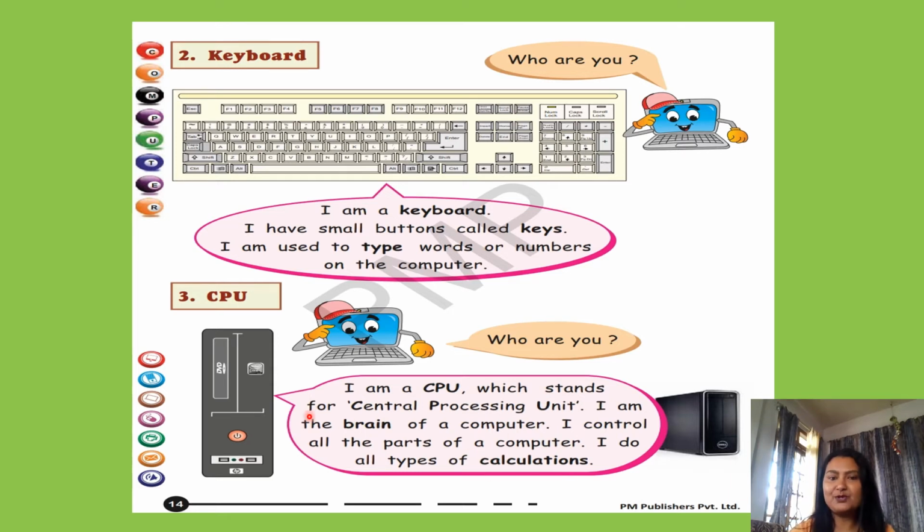So what is the CPU telling? It is telling that I am the central processing unit. Okay. So why is it the central processing unit? Because it controls everything that we do on a computer. Okay. Calculations or any other such things. Now it is also called the brain of a computer because it controls everything.